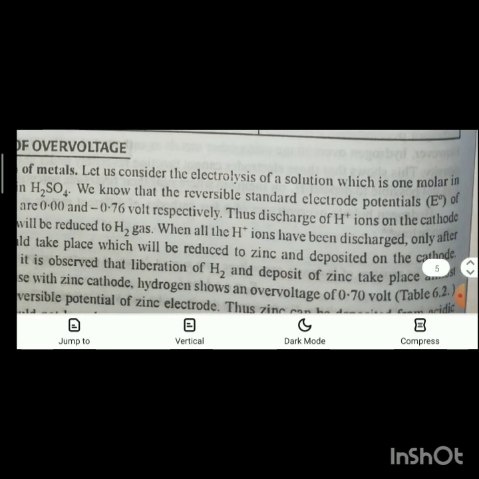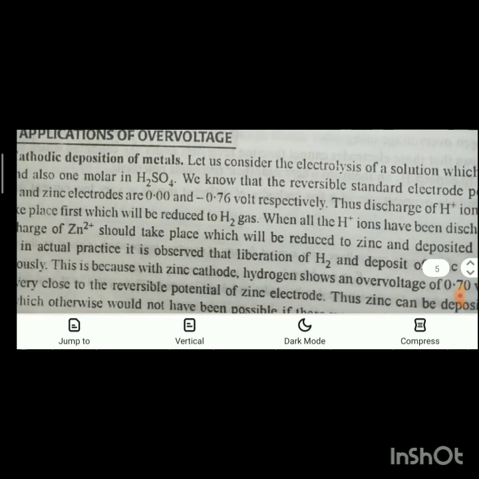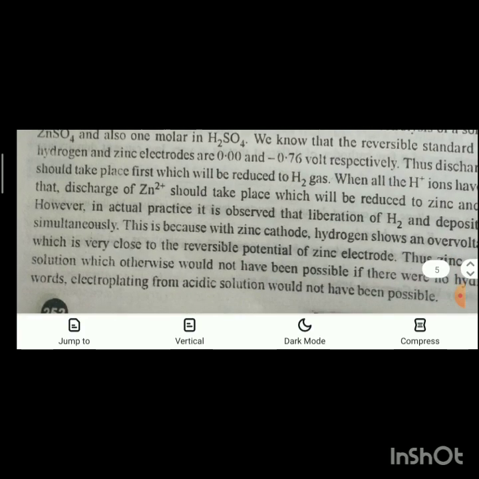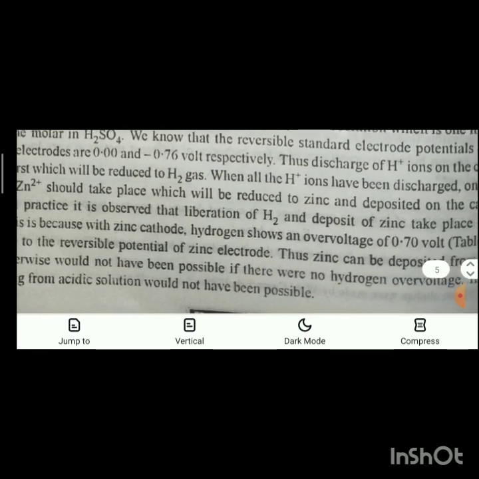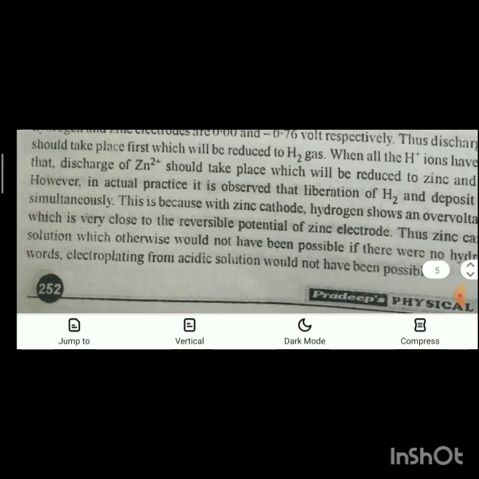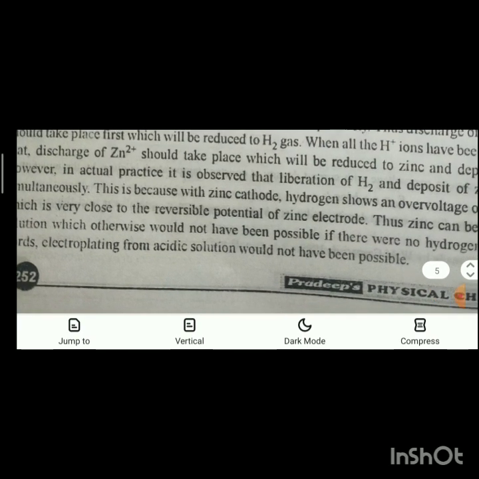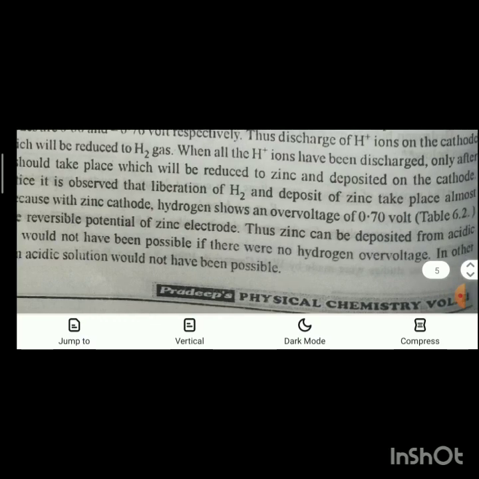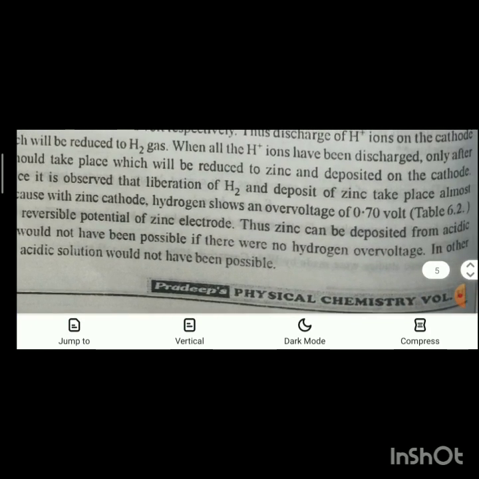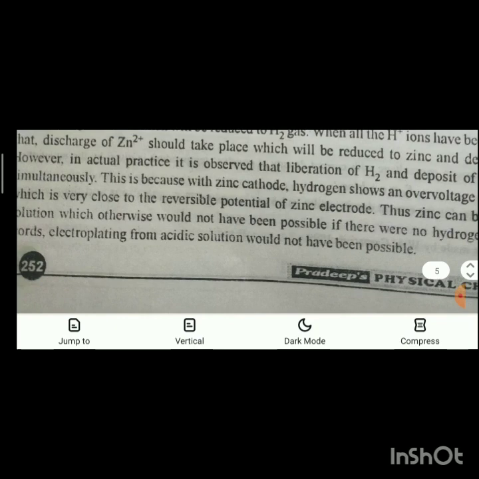Thus, discharge of H+ ions on the cathode should take place first, which will be reduced to H2 gas. When all the H+ ions have been discharged, only after that should discharge of Zn2+ take place, which will be reduced to zinc and deposited on the cathode. However, in actual practice, it is observed that liberation of H2 and deposit of zinc take place almost simultaneously.